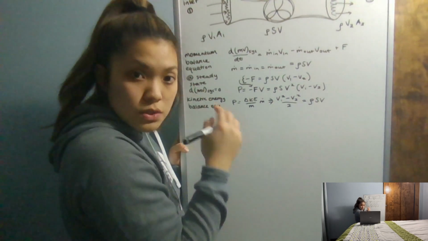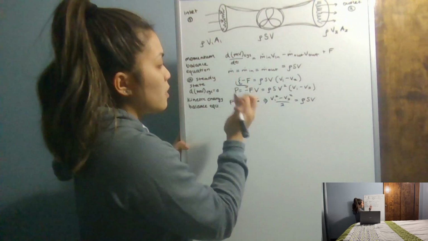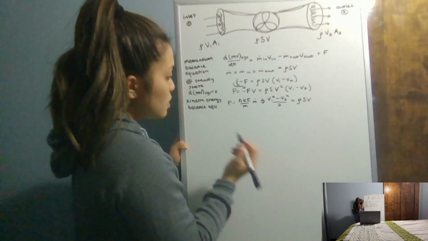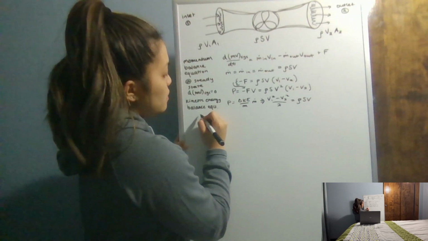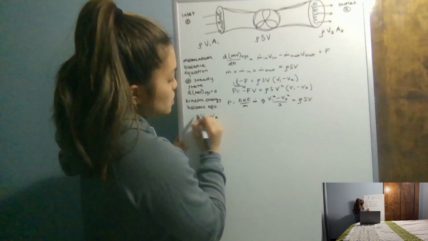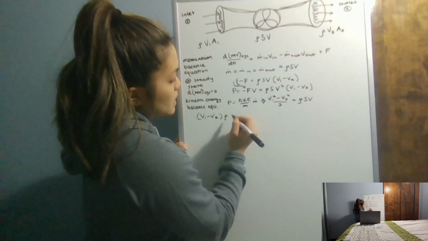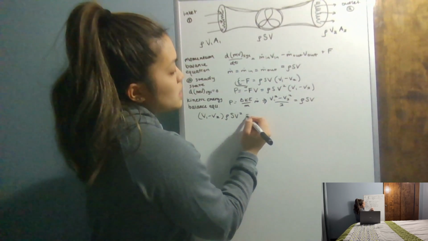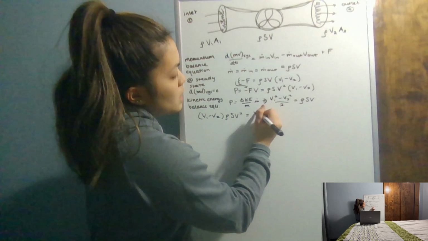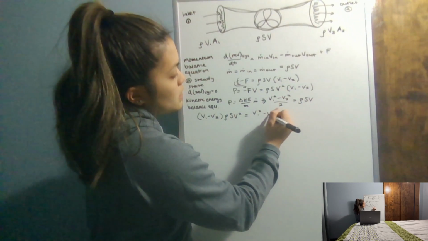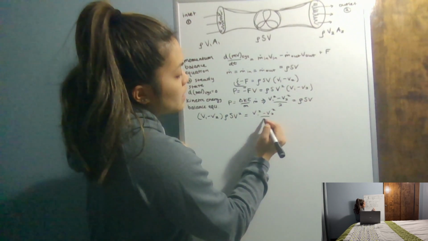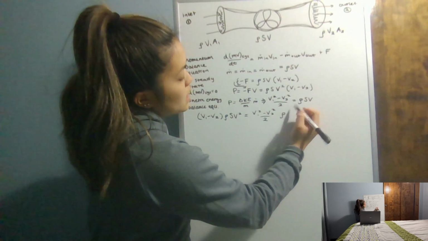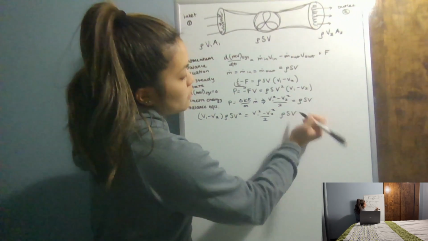And so now we can set these two power equations equal to one another. So we'll have the velocity at 1 minus the velocity at 2 times the density times the area times the velocity squared is equal to the velocity at 1 squared minus the velocity at 2 squared, divided by 2, times the density times the area times the velocity.